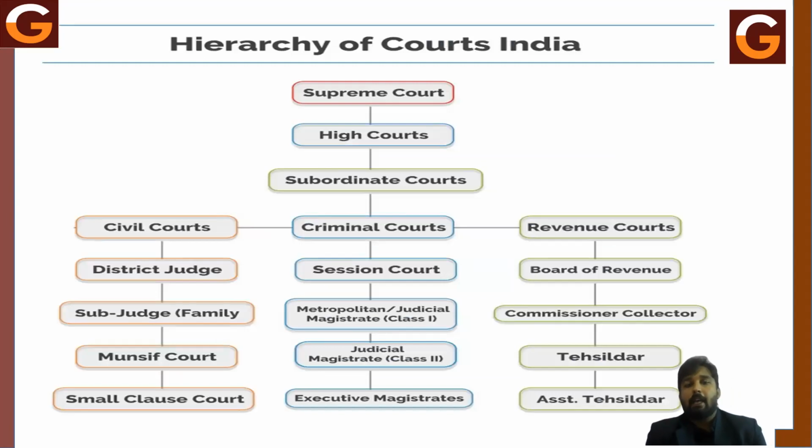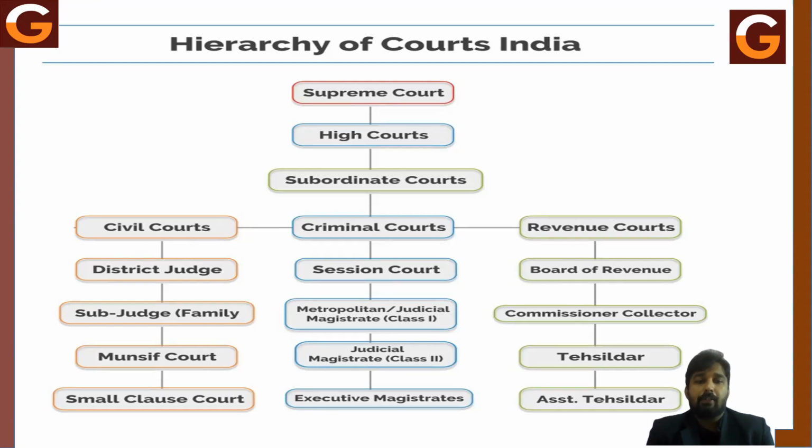Now let's look into the hierarchy in detail. First, the Supreme Court, followed by the high courts at the state level. Under that, there will be subordinate courts. And when you talk about subordinate courts, they will be for each district. At the same time, it will be based upon the type of crime involved.